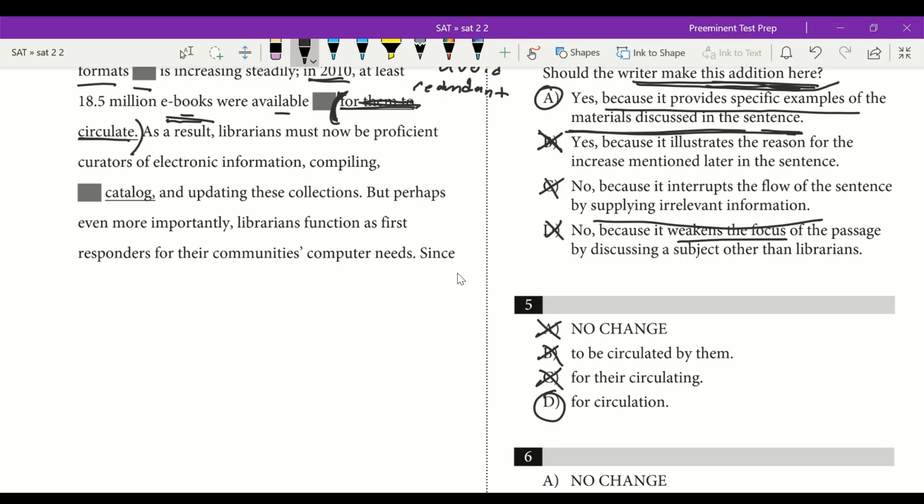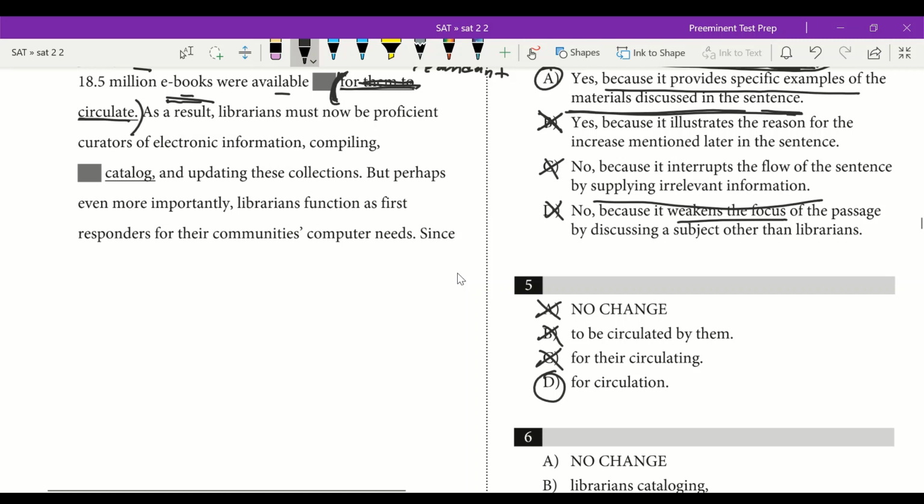"At least 18.5 million ebooks were available for circulation." Yup, it's to the point, it's efficient in our word choice. It has great diction. We're not using unnecessary words like "for them to circulate." We're just doing "for circulation." So that's going to be our answer. Simple and to the point.